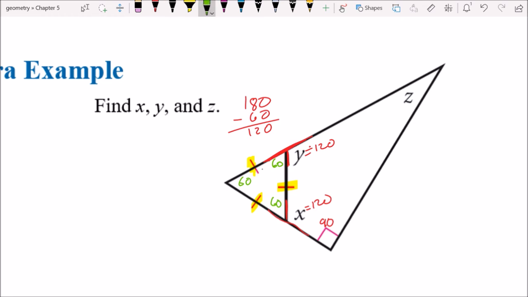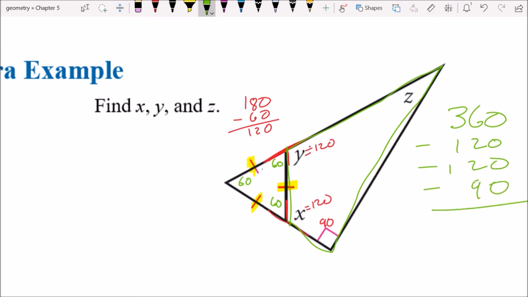Well, let's notice the shape that it's inside. How many sides does that shape have? 1, 2, 3, 4. That's a 4-sided shape. That's a quadrilateral. And we learned last class and last video that any 4-sided shape will have an angle sum of 360 degrees. And we know the other 3. So all we have to do is subtract 120 and subtract 120 and subtract 90. And that's why this is 30. So z is 30.